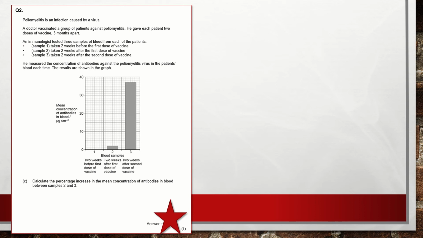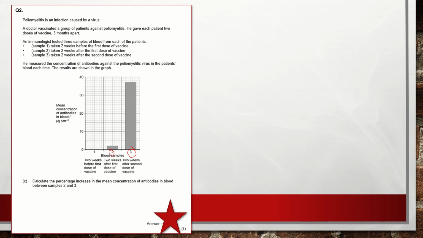So he took a sample of blood 2 weeks before he dosed them with a vaccine, 2 weeks after the first dose of vaccine, and again 2 weeks after the second dose of the vaccine. So he plotted these in a graph depending on the mean concentration of antibodies in the blood at each blood test. So we need to calculate the percentage increase in the mean concentration of antibodies in the blood samples between sample 2 and 3. So here we need to try and find what our axes are actually showing.